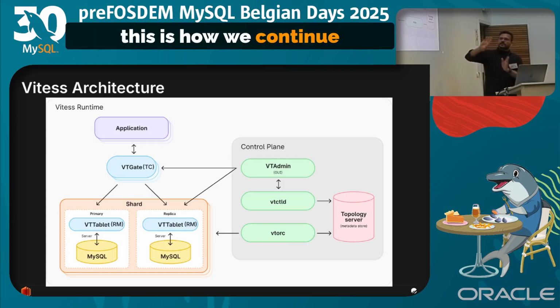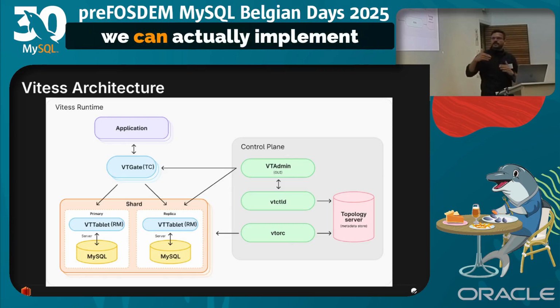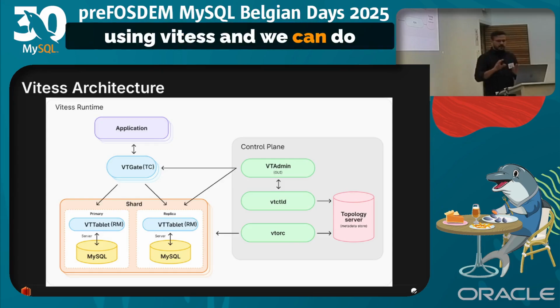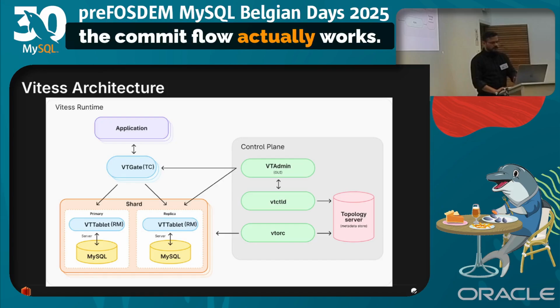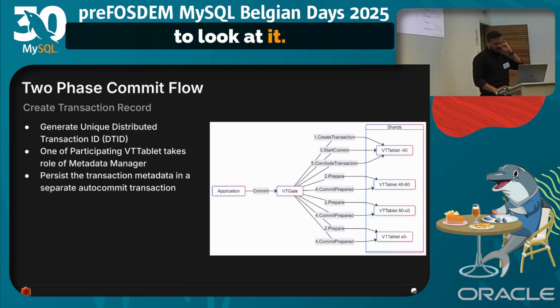And this is how we continue forward and say, because we know that the prepare guarantees are met, we can actually implement using Vitess, and we can do distributed transactions with Vitess. We will now go into how the commit flow actually works when VTGate receives the commit, and what all steps are taken.